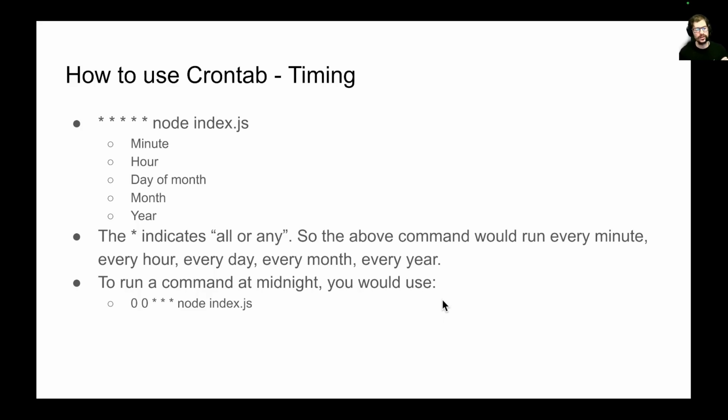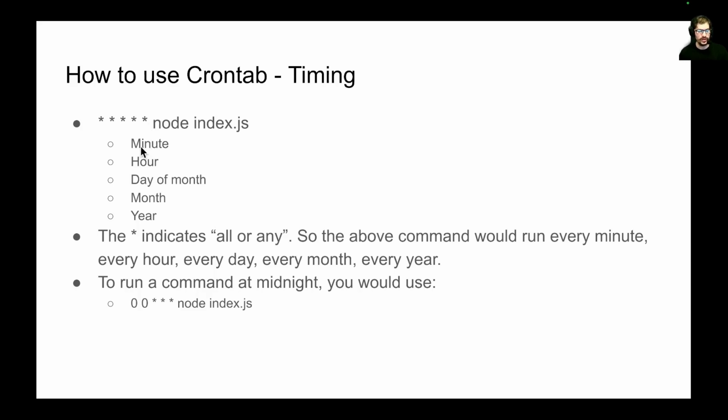The major confusing thing about Crontab is the syntax. So this example here we have is actually an example of Crontab syntax. It is 5 items, and then a command. So the first item is minute, then hour, day of month, month, and year. The asterisk indicates any. So this particular command would run every minute, every hour, every day, every month, every year.